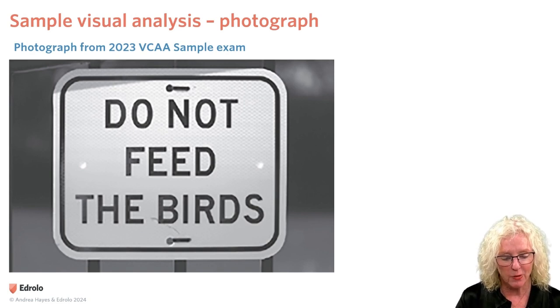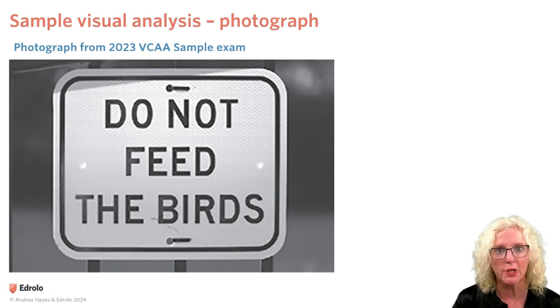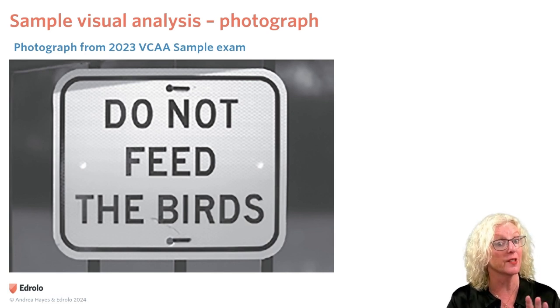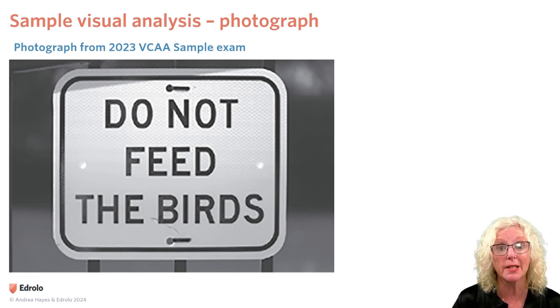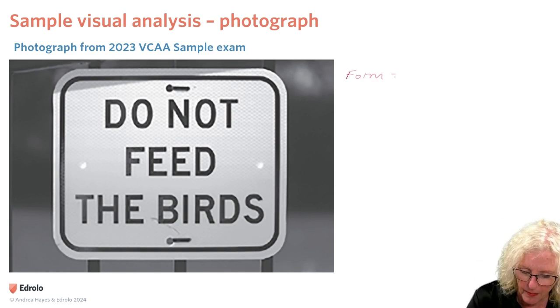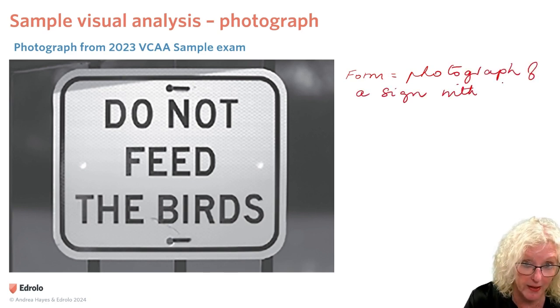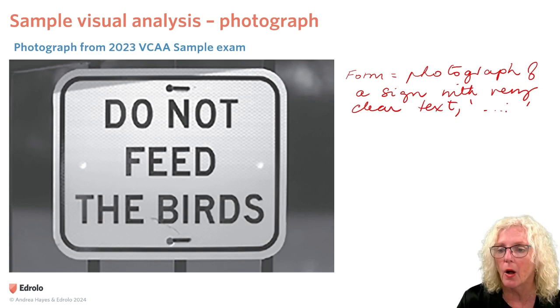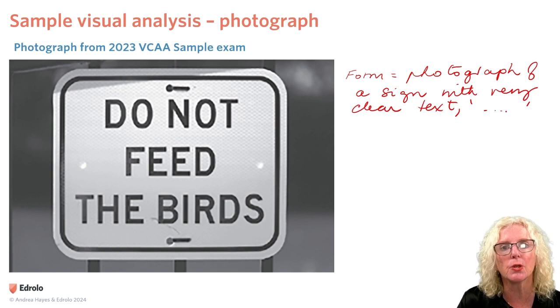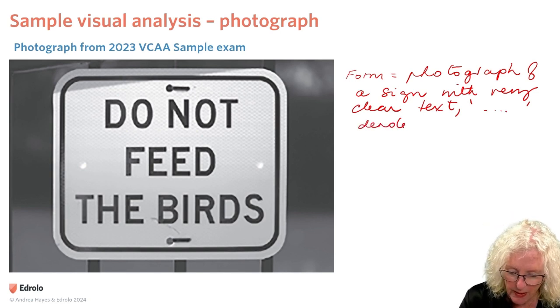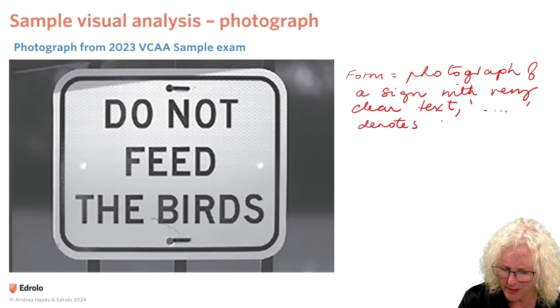So let's look now at this sample visual, which is a photograph of a sign. This photograph also is from the 2023 VCA sample exam. So there'll be more detail on this in section 5 of this course. Let's have a look though. Its form, it is a photograph of a sign with, I would say, very clear text, whatever the text is. Okay, when we look at here, the sign clearly denotes the contention as well. It's really obvious and it's very, very straightforward.